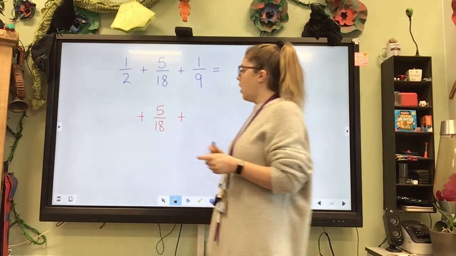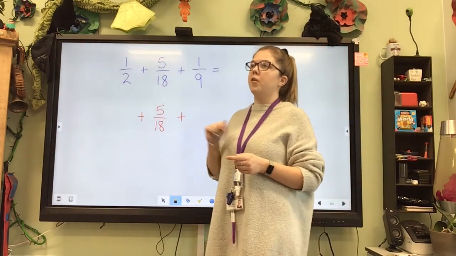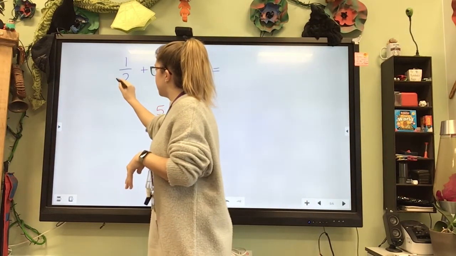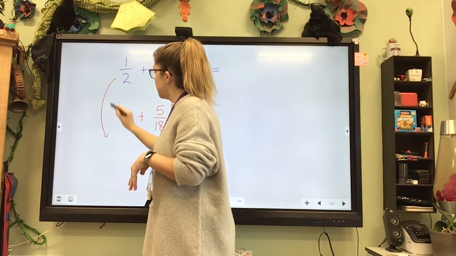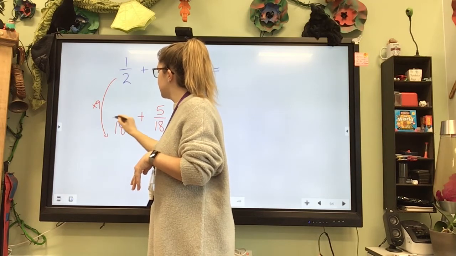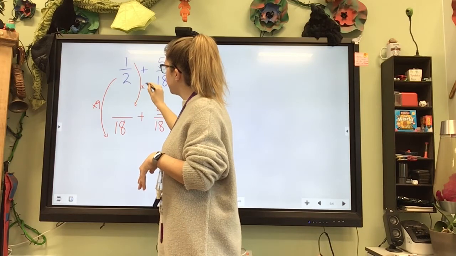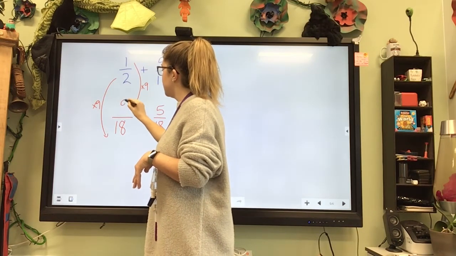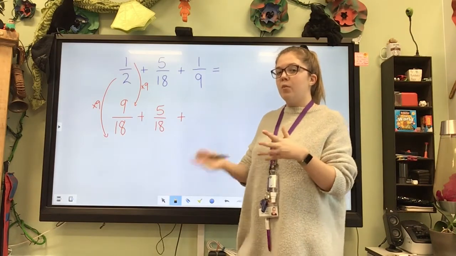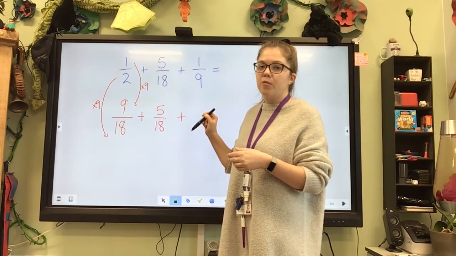So 1/2. Remember, we're working everything out into 18ths. So for 1/2, we've got to think, what's half of 18? And the answer is 9. So that's going to be 2 times 9 gets us to the 18. And then whatever we do to the top, we do to the bottom. So we're doing times 9. 1 times 9 is 9, or 9/18. Does that make sense? Can you see how we've moved from our bar models and now we're just using our multiplication facts to help us convert?